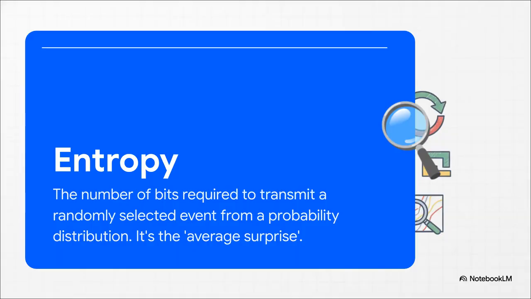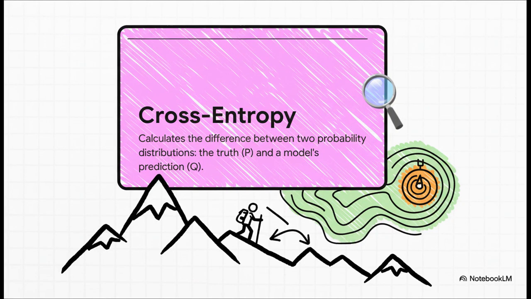Now, building on that, we get to entropy. Entropy just takes that idea of surprise and it averages it out over all the possible things that could happen. So a system where every outcome is equally likely, like flipping a fair coin, has really high entropy. It's unpredictable, so it's more surprising on average. But a system with a super predictable outcome, like rolling a loaded die that always lands on 6, has very low entropy. And that finally brings us to the star of the show, cross-entropy.